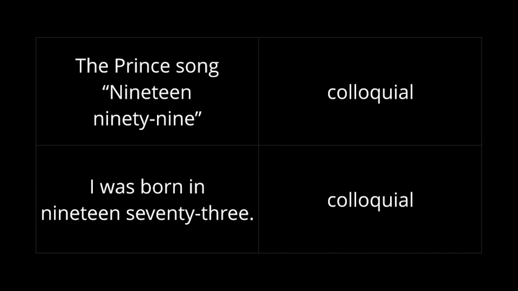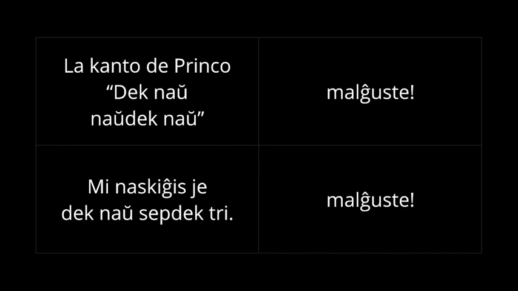I tell people I was born in nineteen seventy-three. Again, it's colloquial. Technically, if I want to be really fussy, I would say I was born in the year one thousand nine hundred seventy-three. And if I really wanted to be picky about it, I would say of the Lord, but I don't do that. The Esperanto translations of these, pretty literally, are not correct. Maljuste. La kanto de Princo dek naŭ dek naŭ. 1999. That's not correct. Mi naskiĝis je dek naŭ sepdek tri. Born in 1973. Maljuste. Not correct.